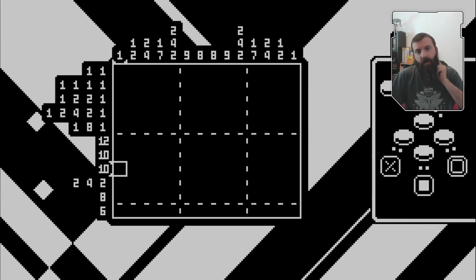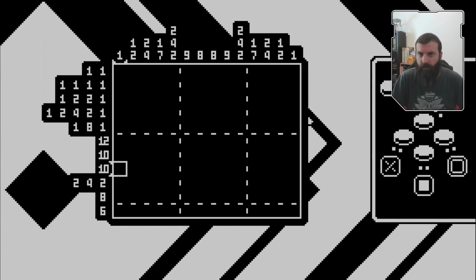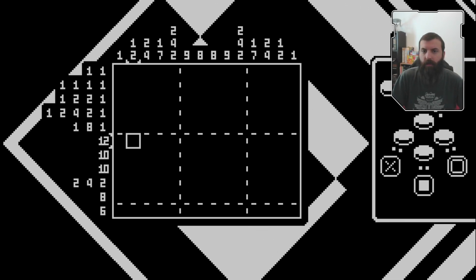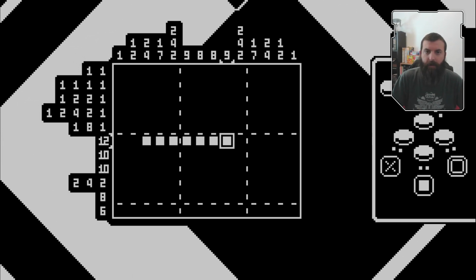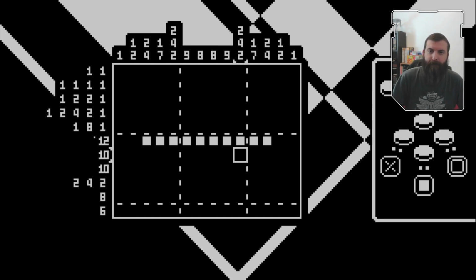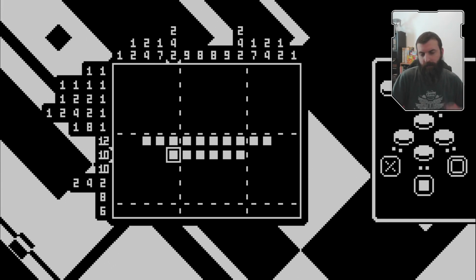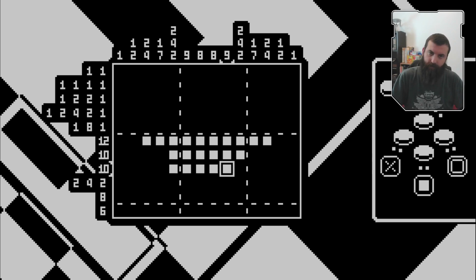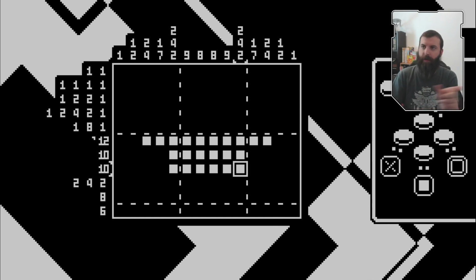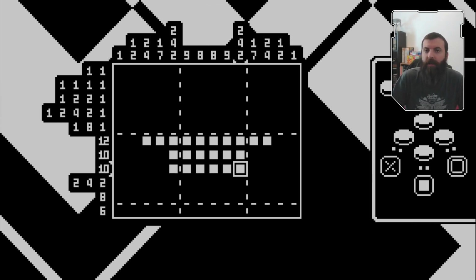Okay, so we are 11 tall. Wide. So this 12 here has to be like that. Horizontal 10 has to be like that. There's 4 pixels of wiggle room on either side of these 10s, but we can still get a decent chunk in there.